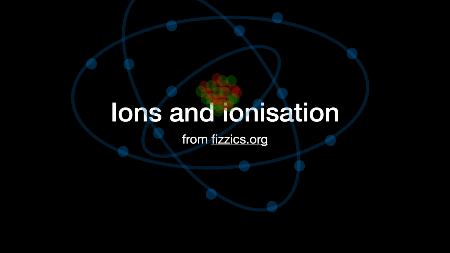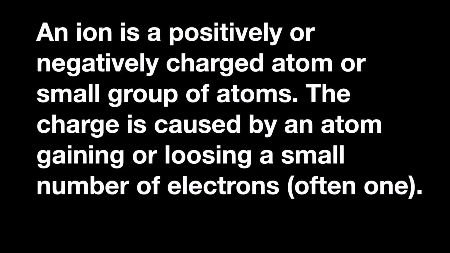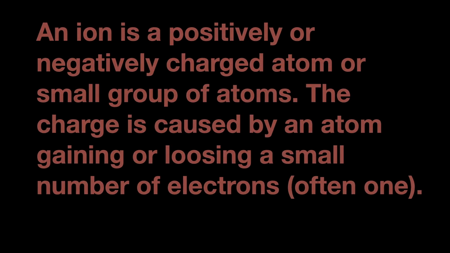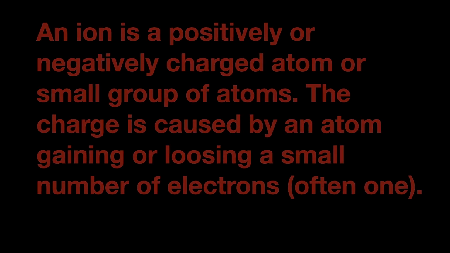We'll start by just saying what an ion is and then move on to explain why they form in this simple chemical reaction. So, an ion is a positively or negatively charged atom or small group of atoms. The charge is caused by the atom gaining or losing a small number of electrons, that's often one. There are a number of ways this can happen. One of them is by a chemical reaction.